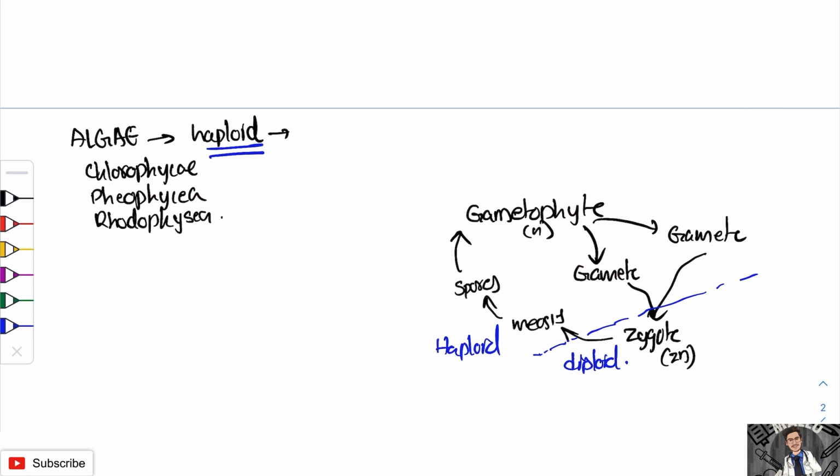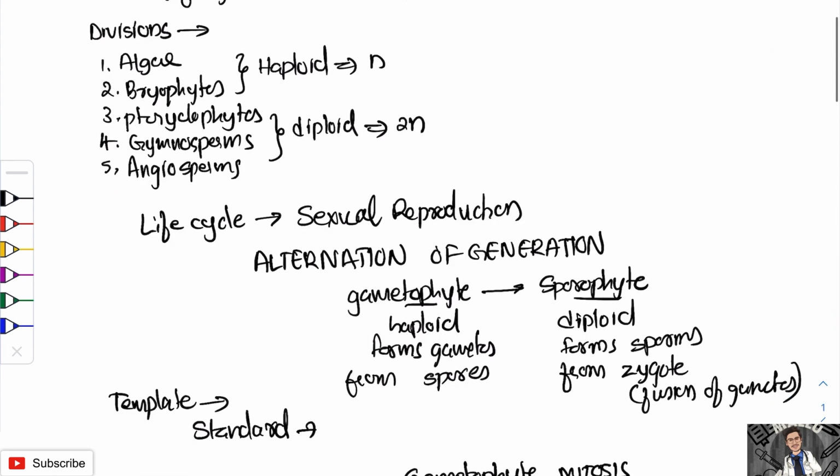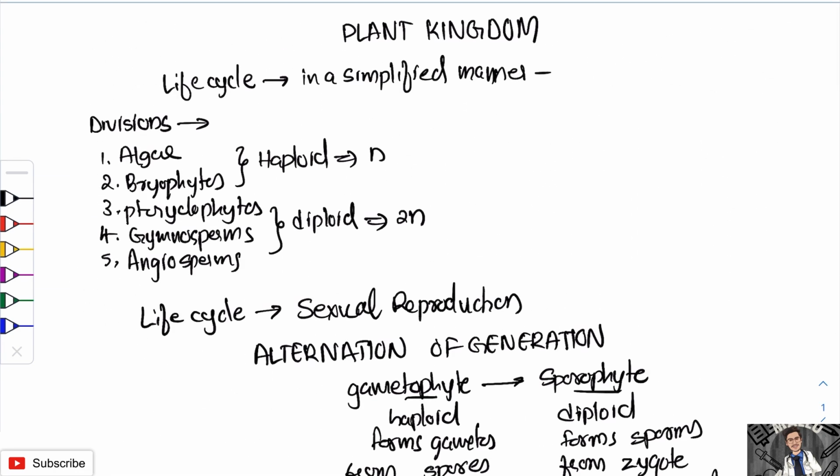So this is all about the life cycle of algae. Another fascinating thing that I would like to share with you is that the divisions of the plant kingdom, like the algae, bryophytes, pteridophytes, gymnosperms and angiosperms, and the sexual reproduction associated with it can be easily understood, because this is also in alignment with the evolution. Are you understanding what I'm saying?